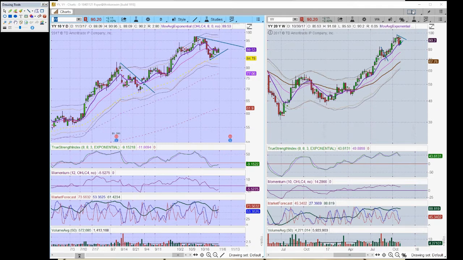Had some good returns earlier in the week, but I want to cover one trade that I'm looking at going into next week or into the next couple of weeks, and that trade is an earnings trade on YY.